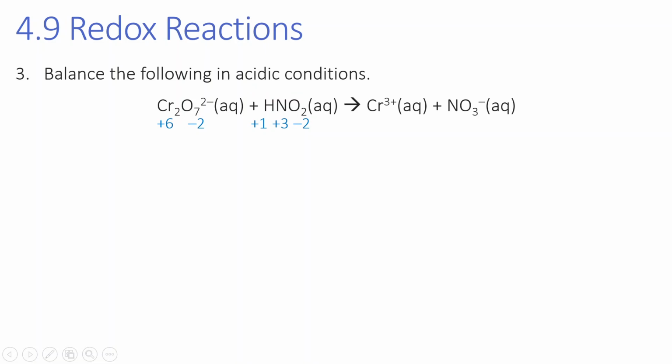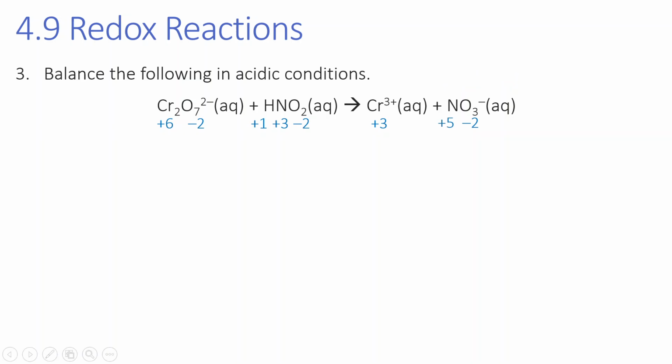Next up, we have Cr3+. So this is just a monatomic ion, so the charge is the same as the oxidation state. Then we have nitrate, NO3-. So oxygen is -2, and there's 3 of them. So that gives me -6. But my overall charge is -1. So nitrogen must be +5 in order to give us -1 overall.